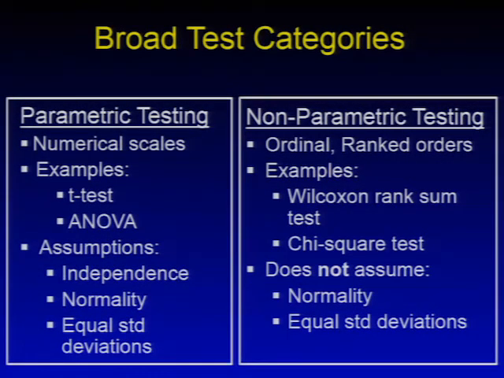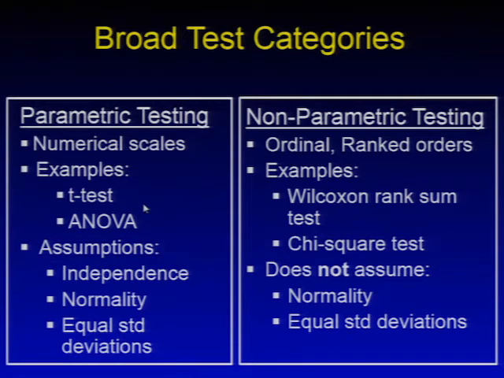Now, we can move from that, understanding that we're going to look at the averages or the means of these data differently. We can move from that into the different type of testing for each of those data types. So if we have that numerical continuous data, then we're going to use parametric testing. Examples would be a t-test or an ANOVA.